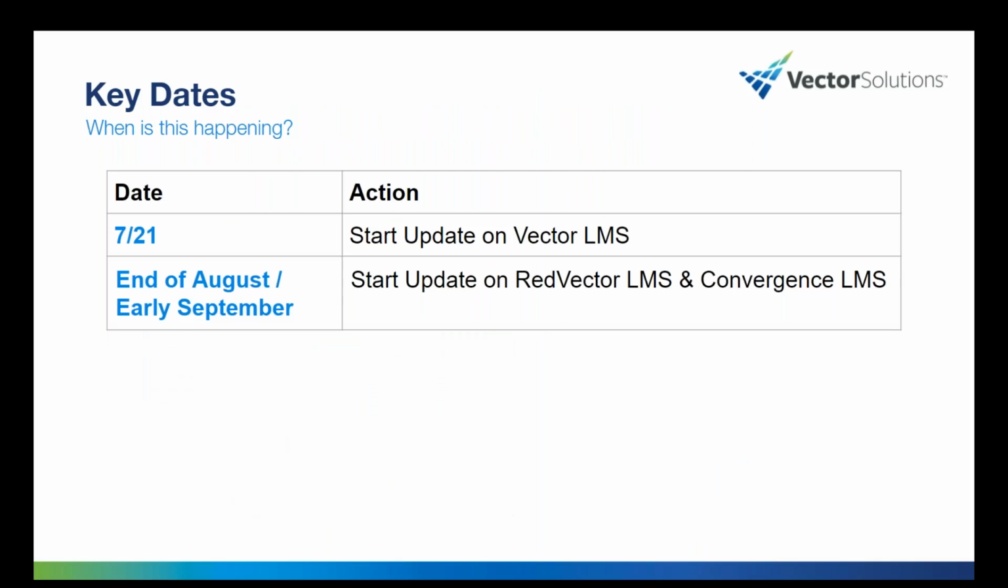So now probably the key question that you've been thinking about and asking yourself since I started, when's this happening? Well, we're getting started next week on 7/21 with courses on the Vector LMS. These courses will be rolled out in phases to mitigate any risk and resolve any issues that come up along the way. Once Vector LMS is complete, we'll move on to the Red Vector and Convergence LMSs in late August and early September. We're working on translations in a prioritized order, and those will be made available to those customers with non-English speaking users as quickly as possible.